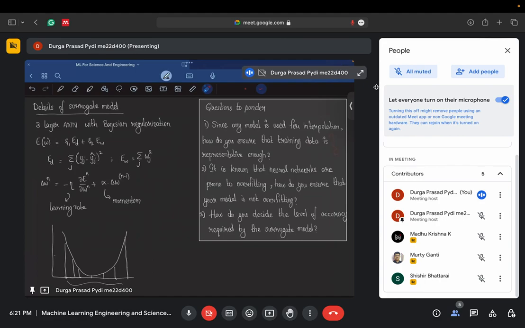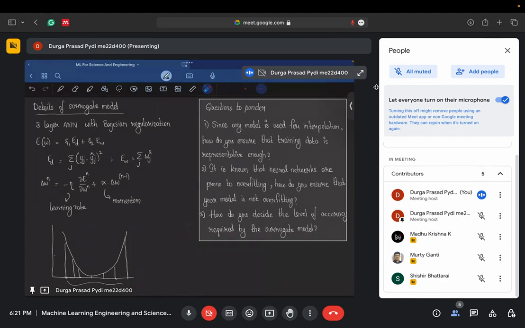This is something that we already discussed before. How do you ensure that it is not overfitting? You need to give a testing data set. Your training and testing data sets should be different, and once you compare the errors of these two, if both are low, then you say that your model is not overfitting. The last one is how much accuracy do you want for your surrogate model.